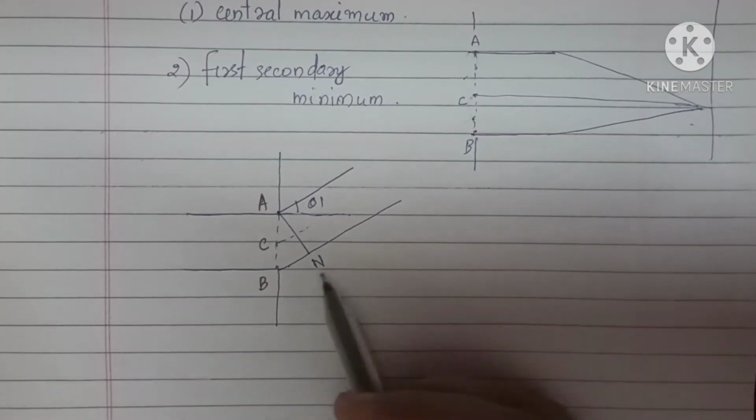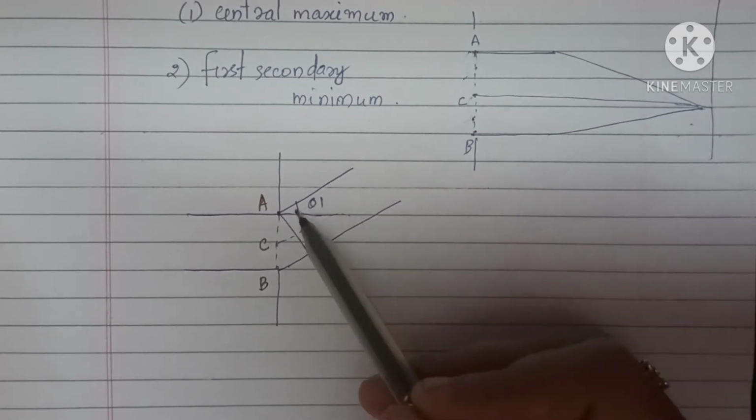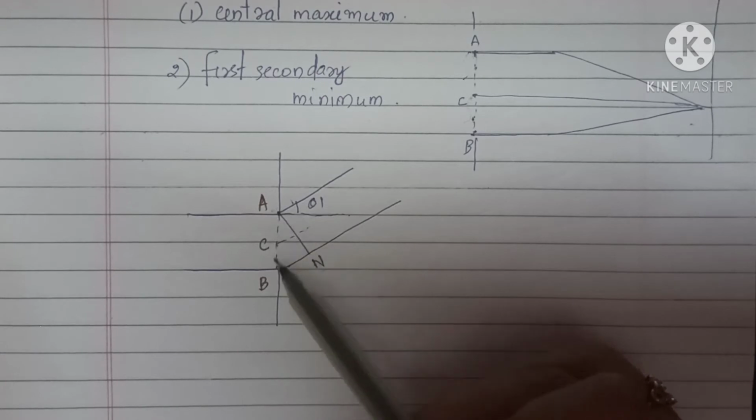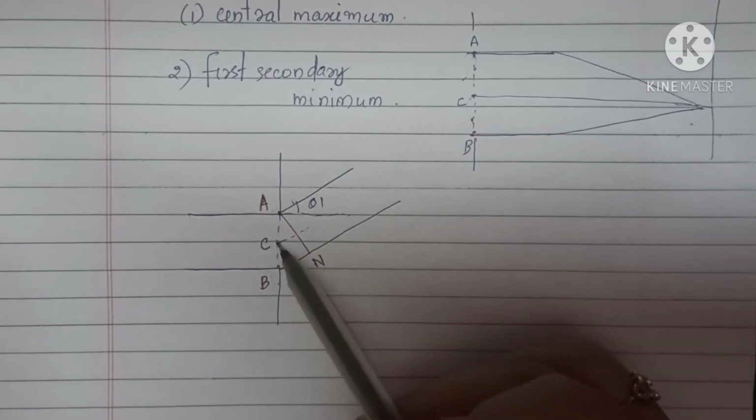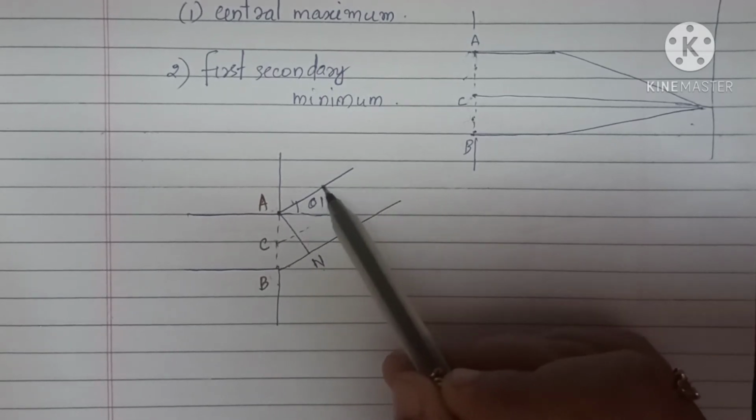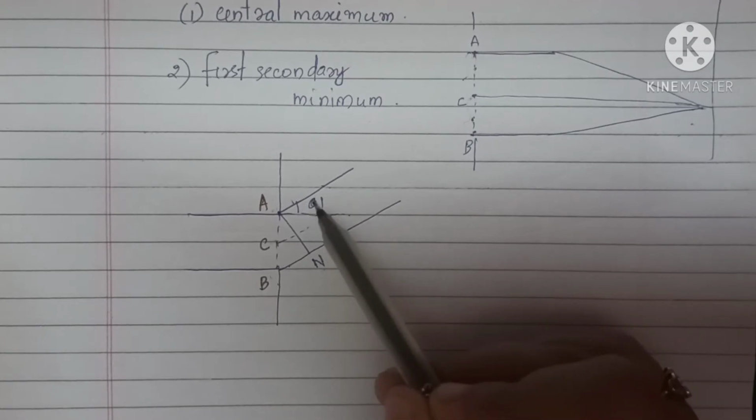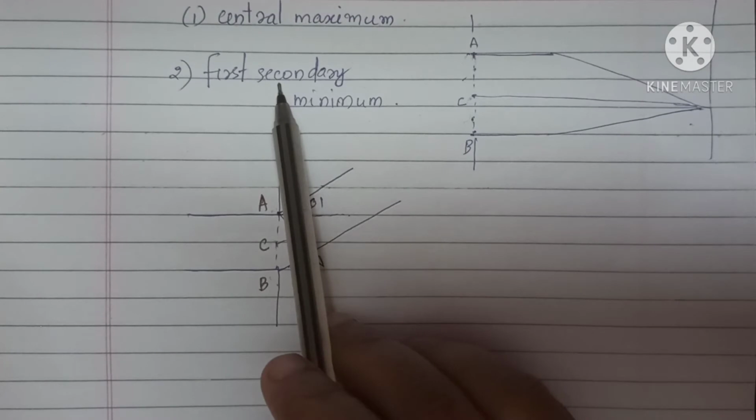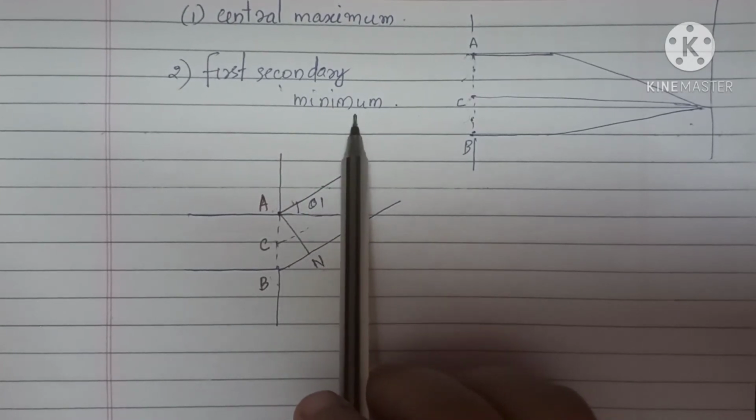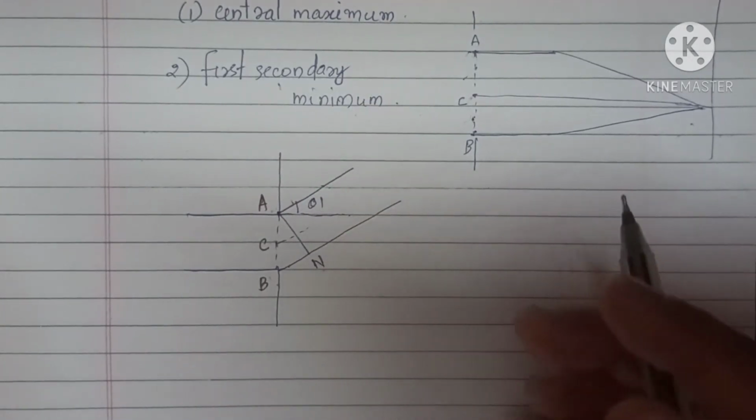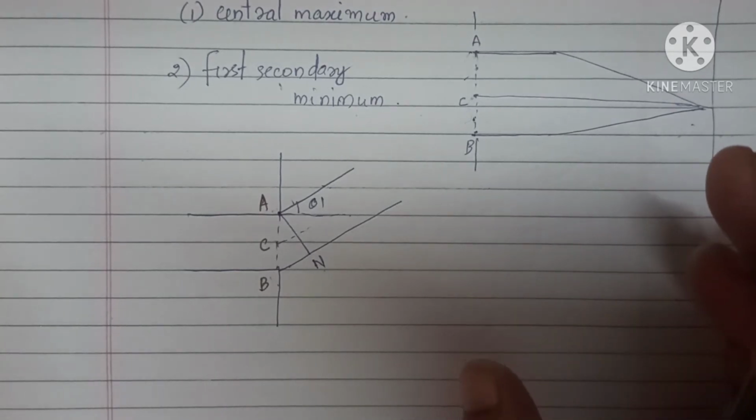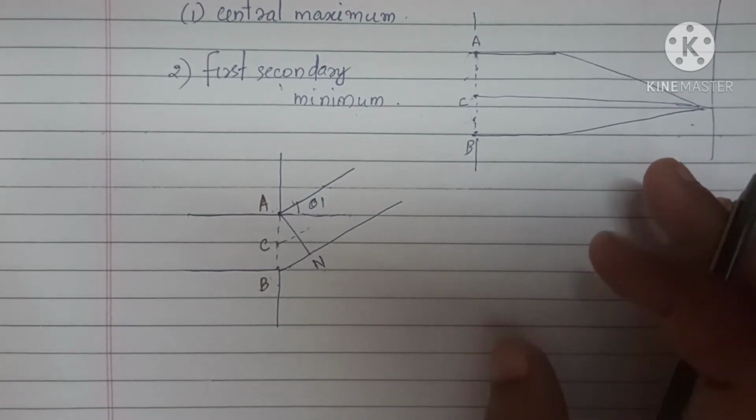So this is our diagram. Just that part only I have redrawn here. This is our slit AB. C is the midpoint here. Then the diffracted ray is making an angle theta 1, because we are assuming a point P1 on the screen for deriving the condition of first secondary minimum. Here we have to make certain assumptions. This is just a justification given for the first secondary minimum.